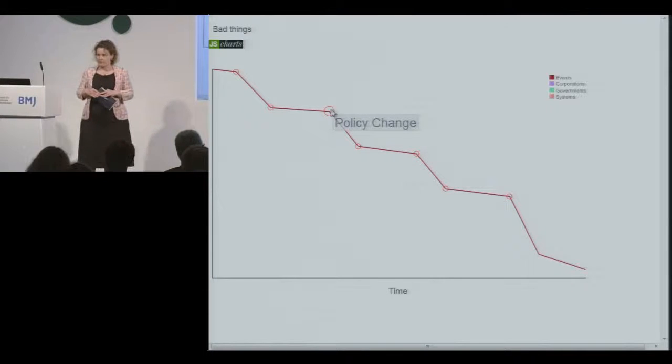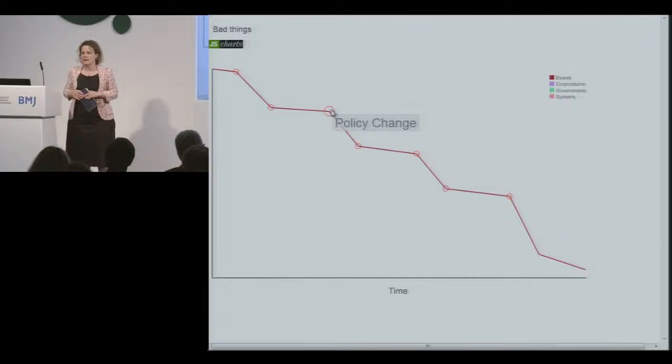If you've got a proactive government, you might get a policy change. The government might bring in some law that helps the bad things happen less, and that may have a greater or lesser effect.